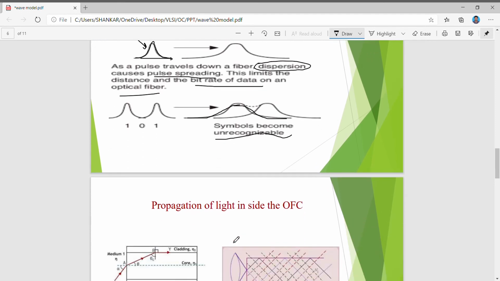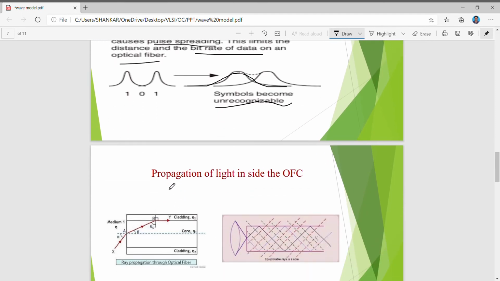Okay, now we will discuss the propagation of light inside the optical fiber cable. Why are we discussing the propagation of the light signal? Because based upon the propagation of two or more signals inside the waveguide, there is an existence of interference. So that interference we will now discuss.